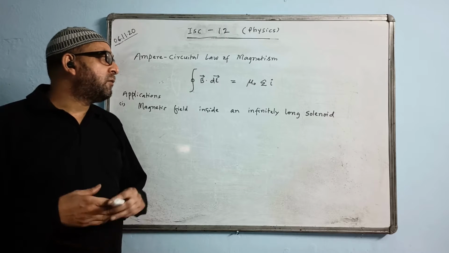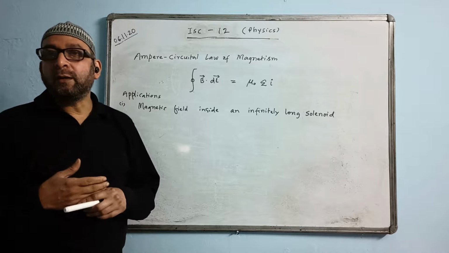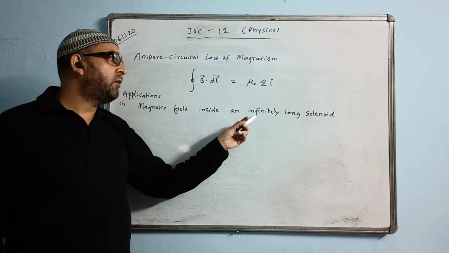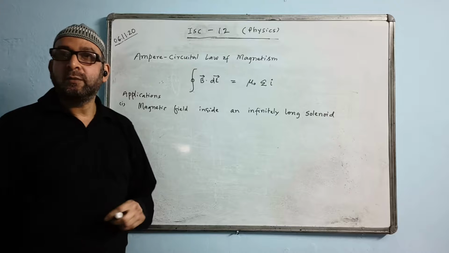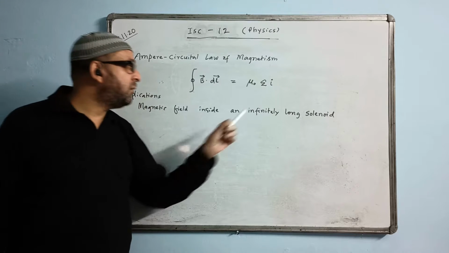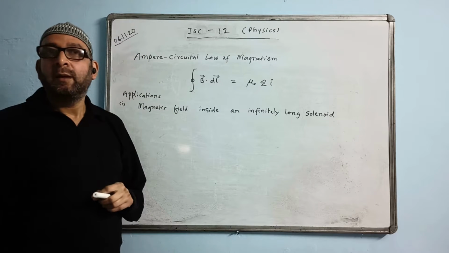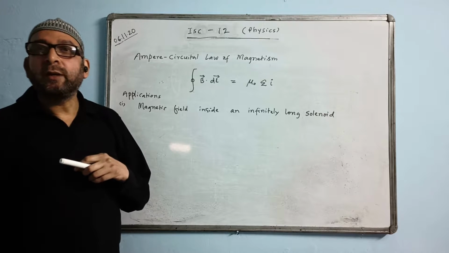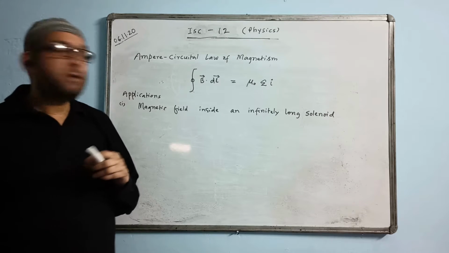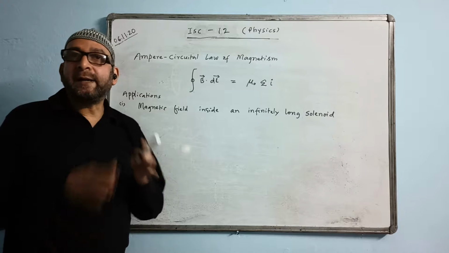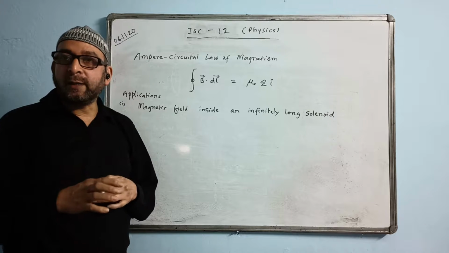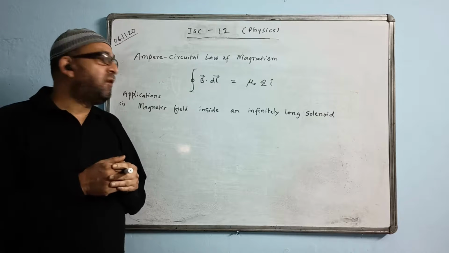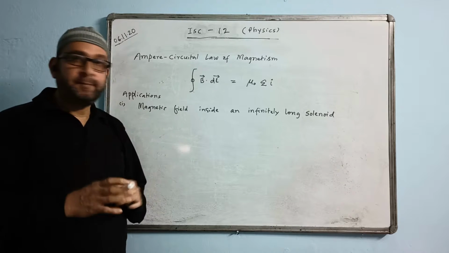There are two categories of solenoid. One is finitely long and the other one is infinitely long. You have only the infinitely long solenoid in your syllabus, so you will be concentrating only on that. An infinitely long solenoid is a solenoid which has no magnetic field existing outside. There is no magnetic field outside the solenoid, whereas the magnetic field exists only inside.